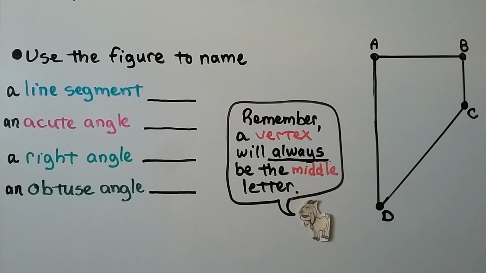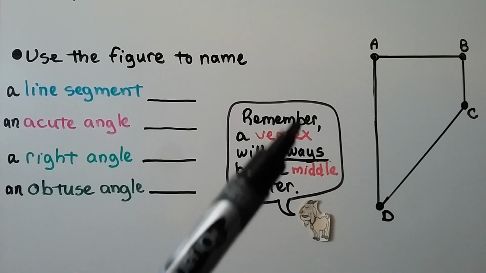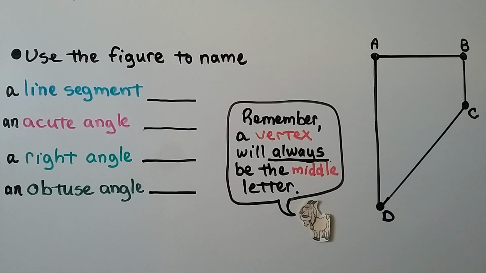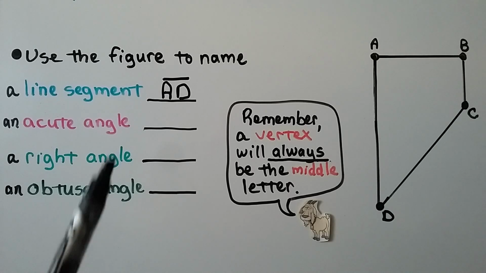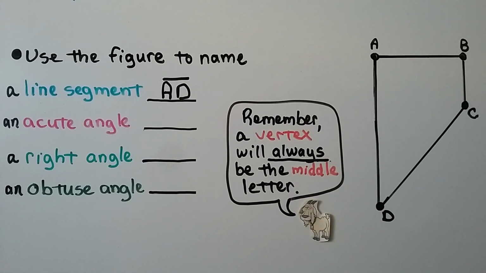We need to use the figure to name these parts. We need to name a line segment. Well, I see several line segments here. We can just name any one of them. How about line segment AD? That would be right here. We write the capital letters AD with a bar over the top for line segment.